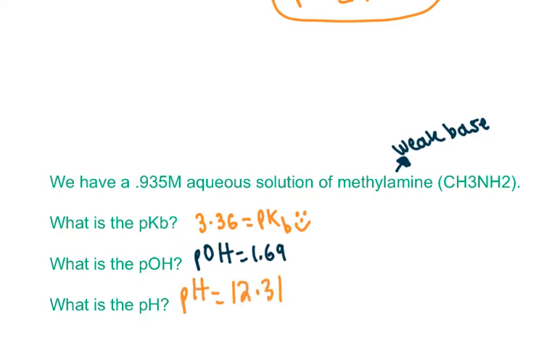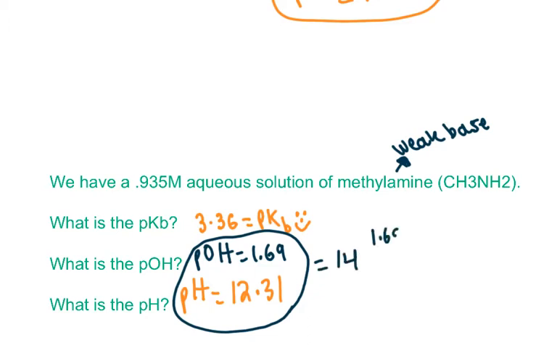12.31. All right, and you could even check it, you can even add the pOH and the pH values to check, and it should equal 14, so we can even go and do that. So if we do 1.69 plus 12.31, you would get 14, all right? So it equals about 14.